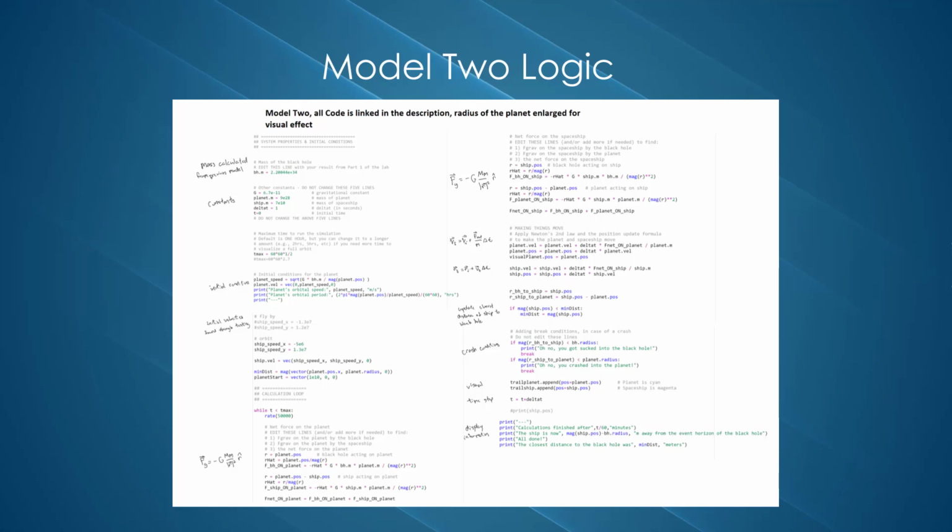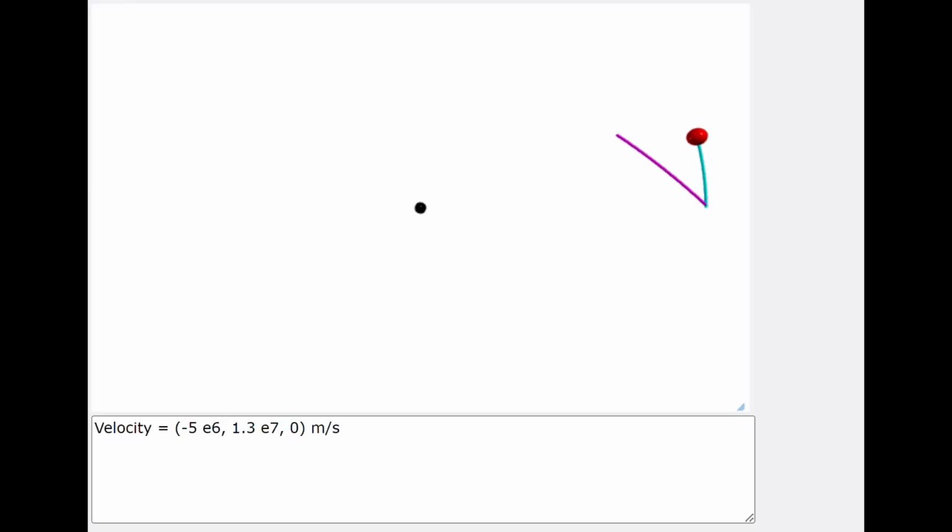And that is equal to negative G times big M little m over r squared multiplied by r hat. So we do that and then add up the net force for the planet and the spaceship. And then we go through the position update formula to update the position of our planet and spaceship, and then we finally visualize that trajectory.